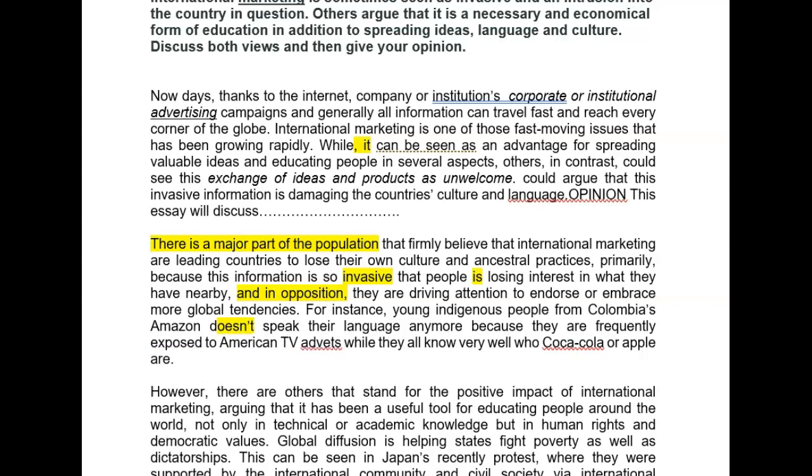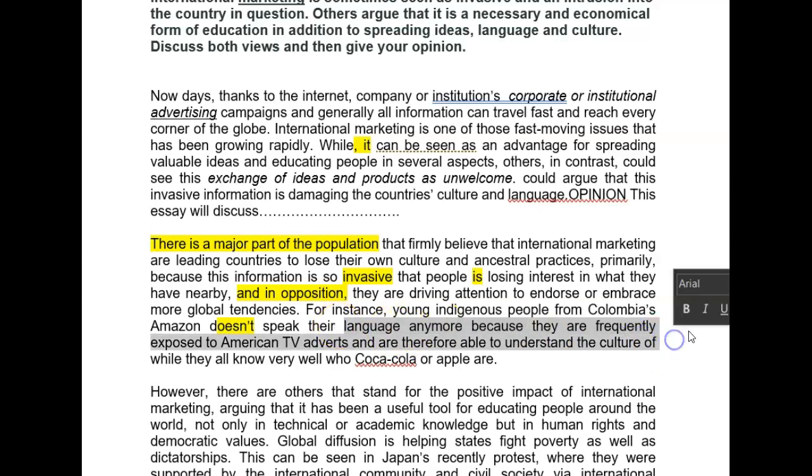So get this idea back to advertising and are therefore able to understand the culture of Coca-Cola or Apple. Yeah? So I would put in more of this and then the culture of Coca-Cola or Apple, capital letters.